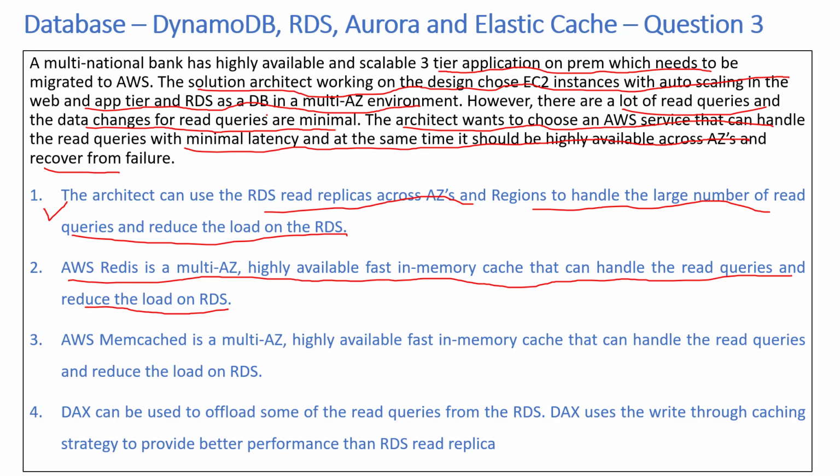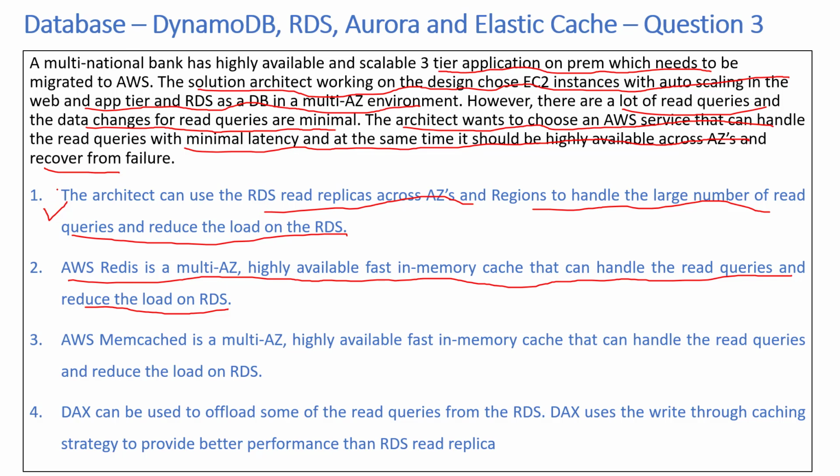So when you're looking at read queries, whether it should be a read replica or an in-memory cache like Redis or Memcache: if the data is changing very frequently and you have a lot of read queries, the good option is read replica. But if you have a lot of read queries and the data is not changing so frequently, then the better option would be to use Redis or Memcache.